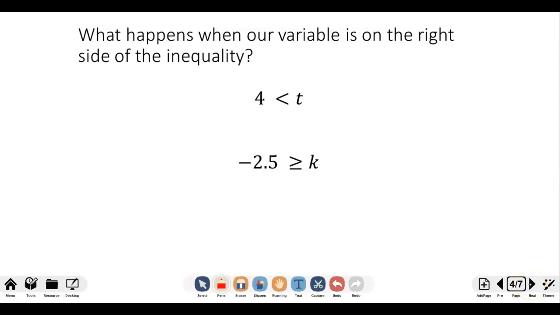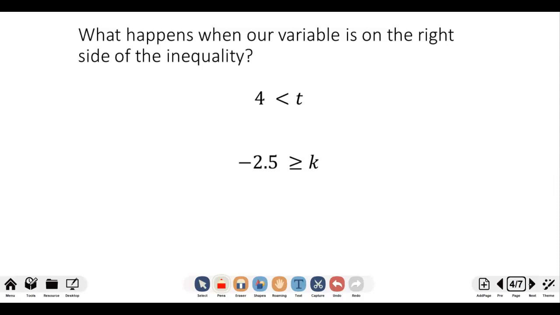So yesterday, all of our examples had our variables on the left side of the inequality. So it might say x is less than 4, or x is greater than or equal to -2. But today we're going to be looking at what do we do when our variable's on the right side of the inequality. How can we still evaluate our solutions and do our number lines?